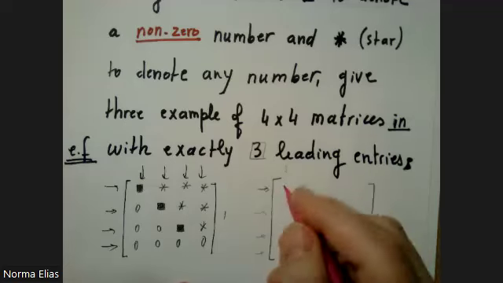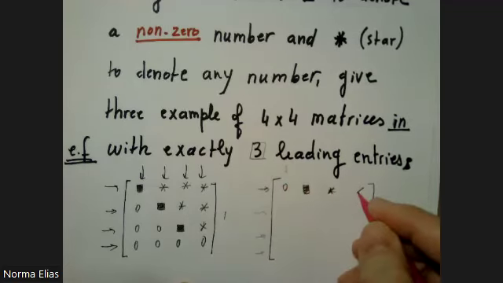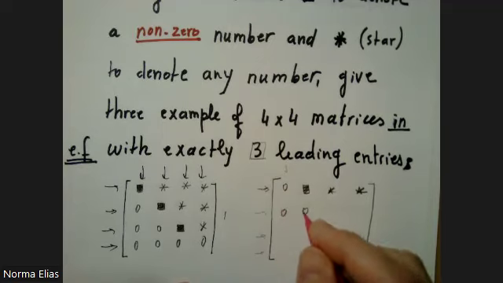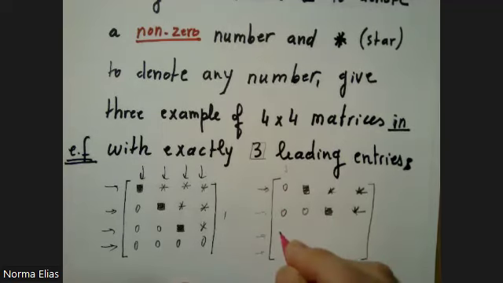0, square, star, star. Proceed. Second, 0, 0, square, star. Third row. All zeros. Okay, I will write, and then fourth row. All zeros. How many leading did I ask for?